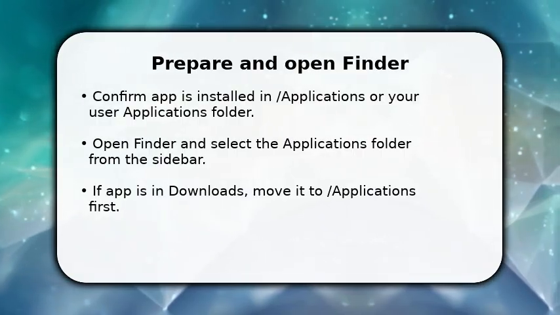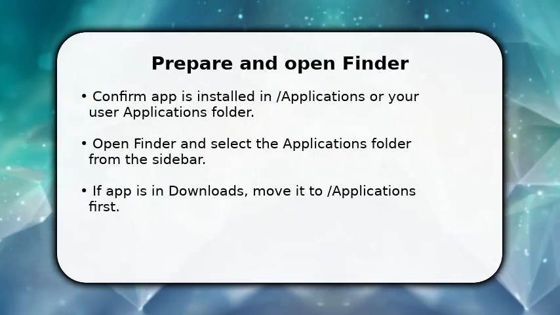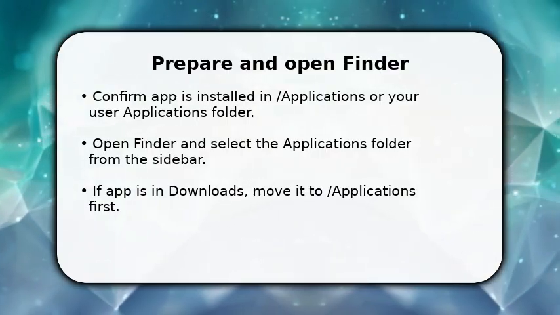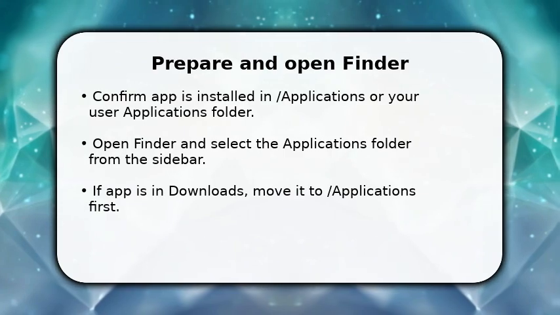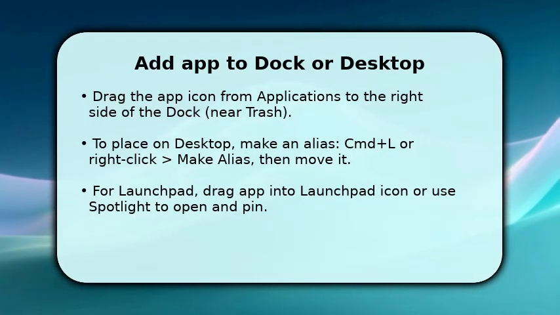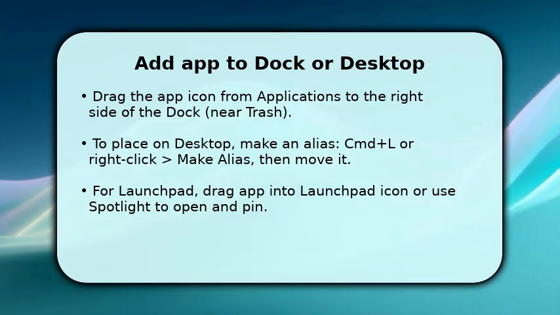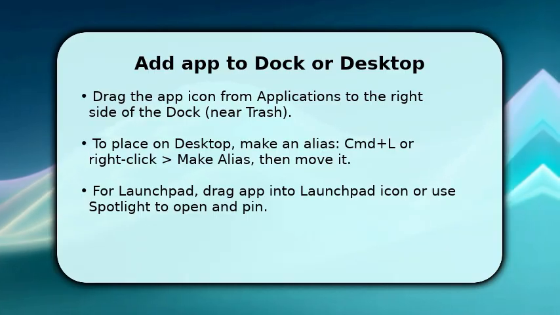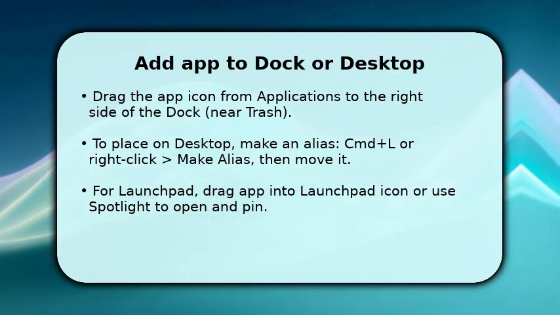Once the app appears in Applications, you're ready to create a home screen shortcut or add it to the Dock for quick access. Now you create the visible shortcut. To pin to the Dock, click and drag the app icon from Applications to the Dock's application area. Make sure you drop it left of the divider near Trash.